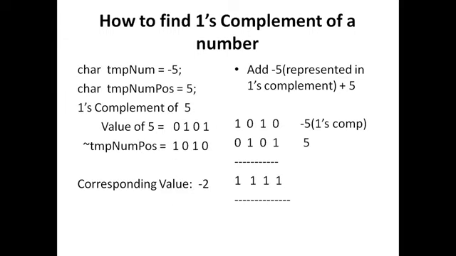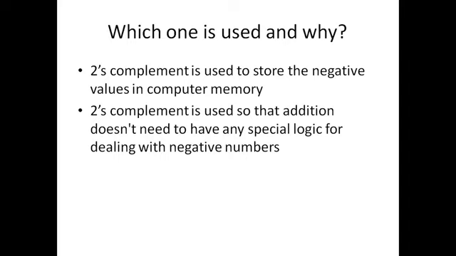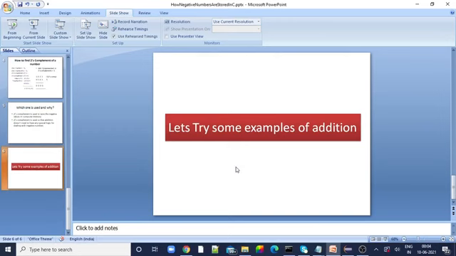As you can see, in the 1's complement, if you directly add the binary numbers that we store for the negative number, we didn't get the expected addition result. Whereas in the case of 2's complement, when we perform the addition, over the binary numbers that are stored for the negative numbers, we directly got 0. This is the reason why we go for the 2's complement. 2's complement is used to store negative values in computer memory, so that addition doesn't need any specific logic to deal with negative numbers. Whatever value is stored, we can directly use it.